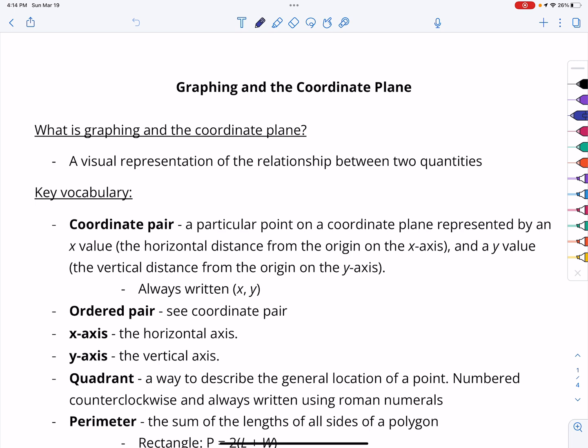So as we get into it, just know that graphing is, let me get something to write with here. Here we go, Apple Pencil.